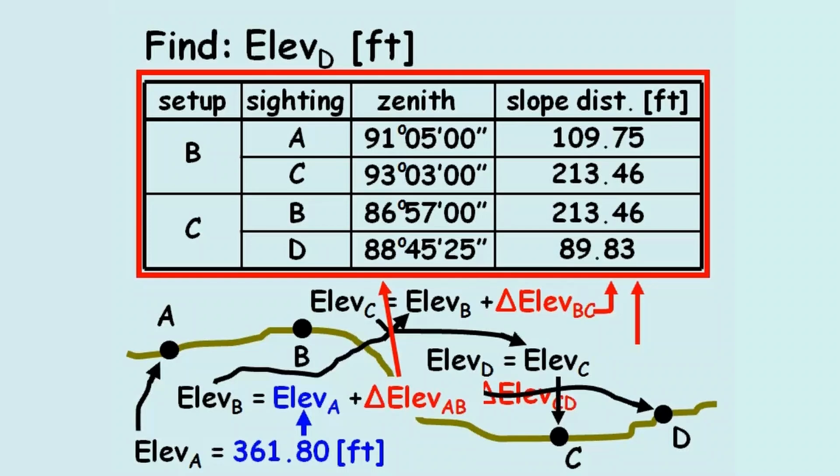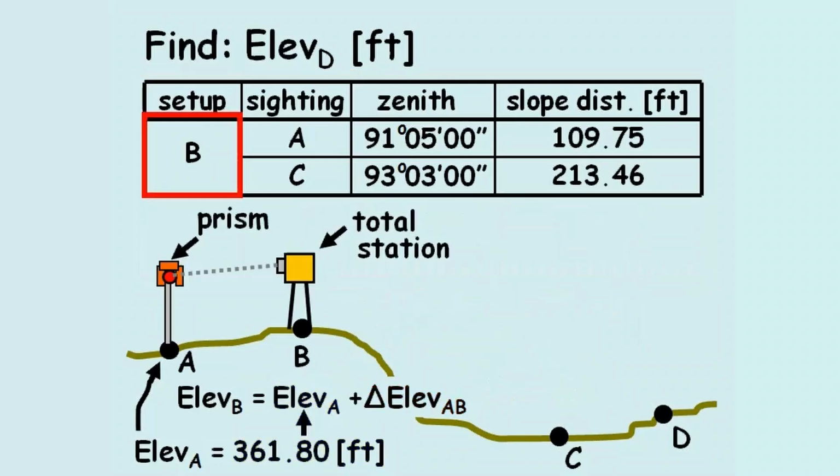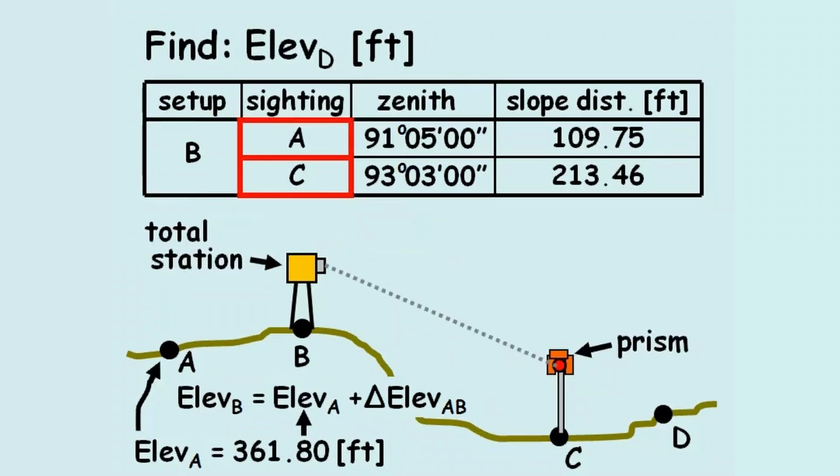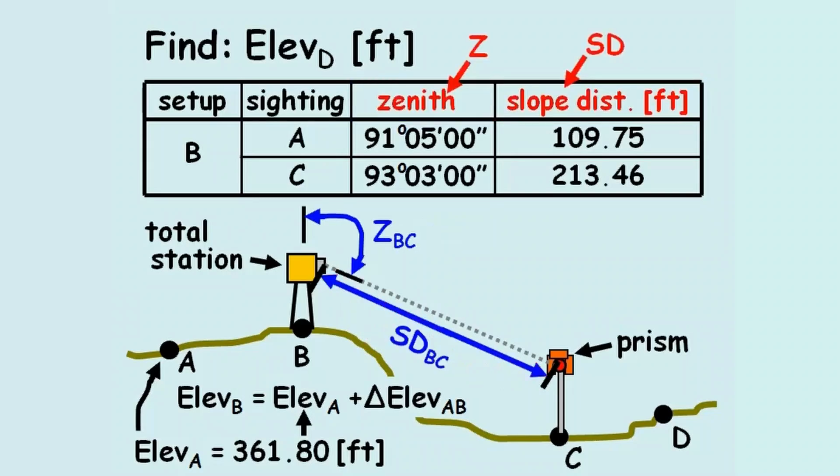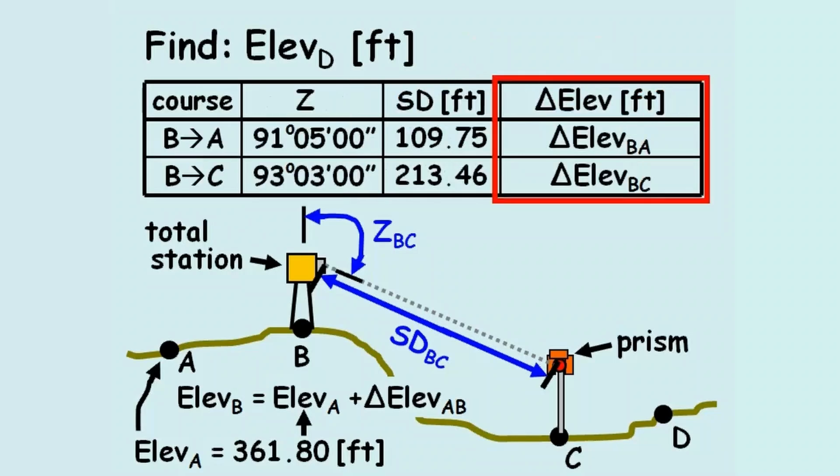The first two rows of the data refer to when the total station is set up at point B and takes a reading at points A and C. The zenith angle is the angular measurement between the line of sight through the total station and a point directly above the total station. The slope distance is the length measurement between the total station and the prism. We'll abbreviate the zenith as Z and the slope distance as SD.